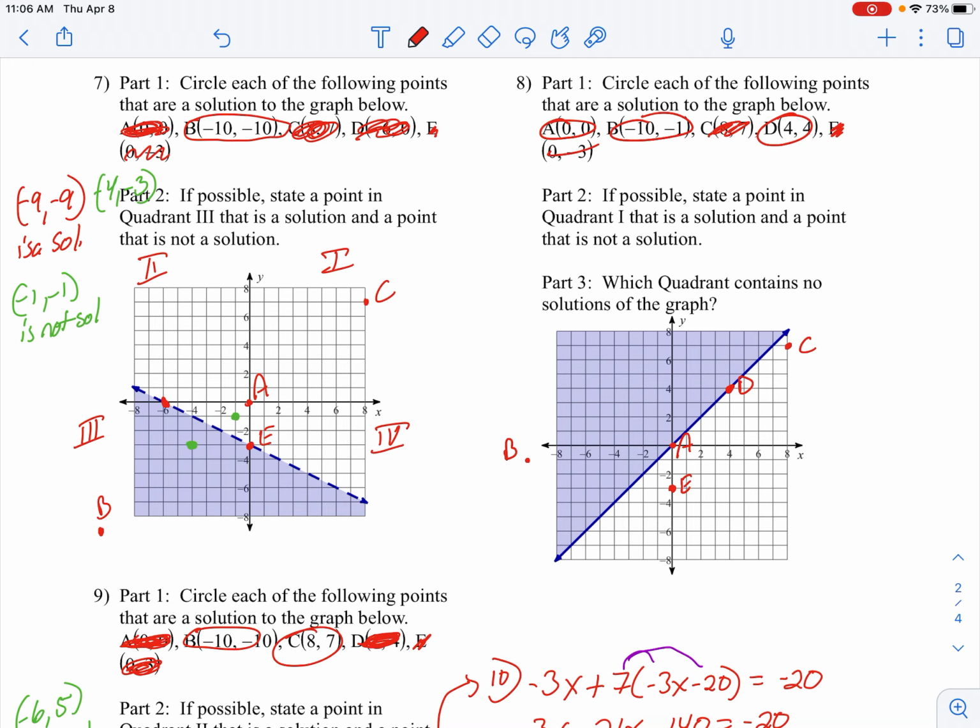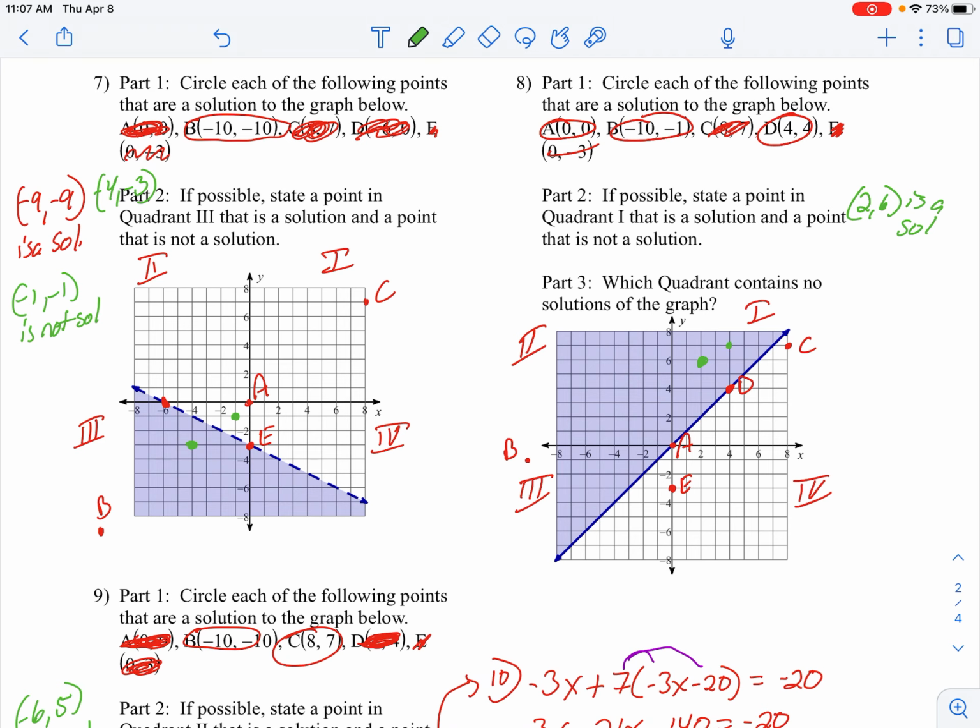If possible, state a point in quadrant 1, quadrant 2, quadrant 3, and quadrant 4. A point that is and a point that is not. So a point that is a solution, there's more than one answer. I'm just going to take this point right here. 2, 6 is a solution. And again, there is more than one answer.